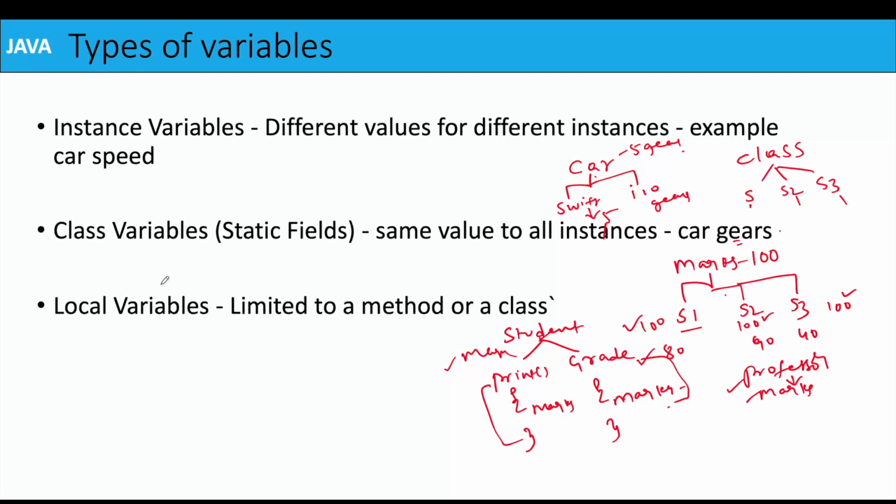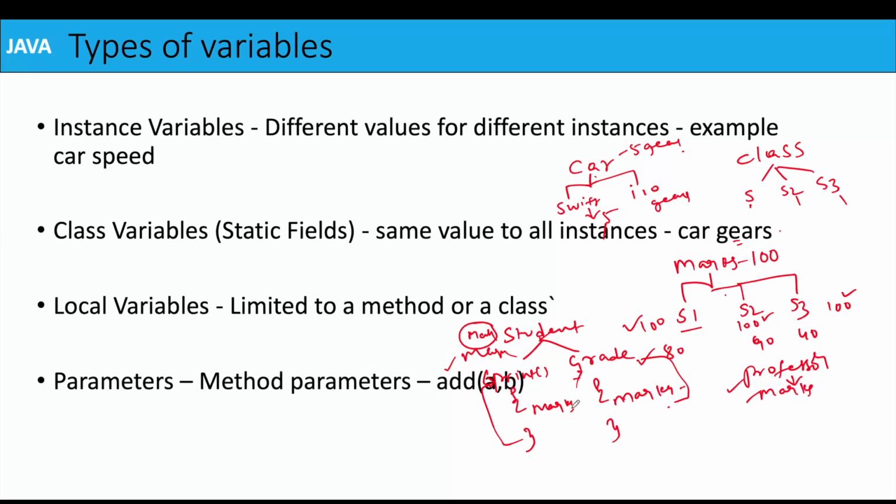Oppositely, we can create global variables. Global variables are nothing but, if I create marks here, I can use it both in the print method and in the grade method. I can use it commonly, and then it becomes a global variable. Hope you understand what a local variable is.